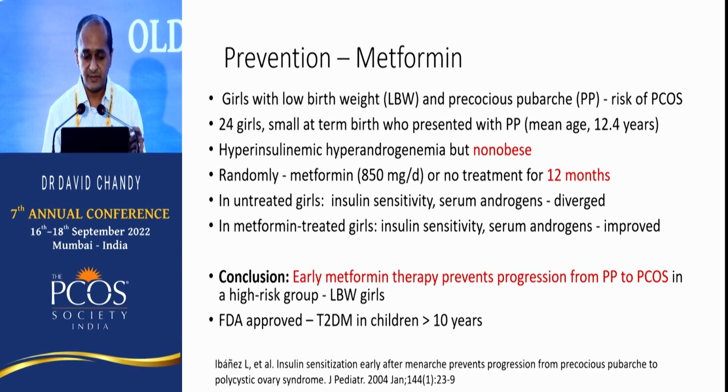Here, when metformin was given for 12 months, they found that in the placebo arm or in the control arm, the insulin sensitivity deteriorated over the next 1 year and the serum androgen levels were higher. But in the metformin treated group, both improved. The insulin sensitivity improved and the androgens improved. So they concluded, yes, early metformin therapy does have a role in reducing the risk of PCOS in a high risk group like low birth weight children.